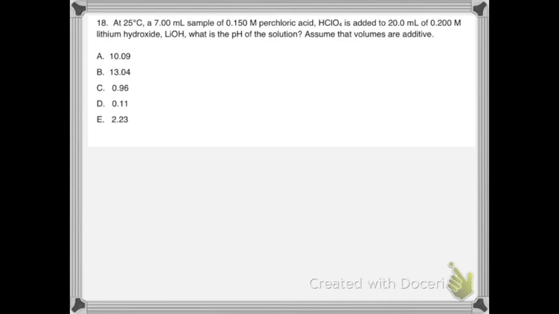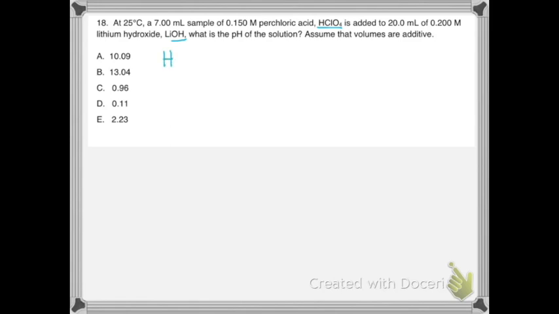So here we're adding some amount of perchloric acid to some amount of lithium hydroxide and trying to figure out the pH of the solution. Okay, and hopefully you guys recognize these as both being strong. If you haven't done so already, memorize your strong acids and bases. Okay, let's write the reaction.